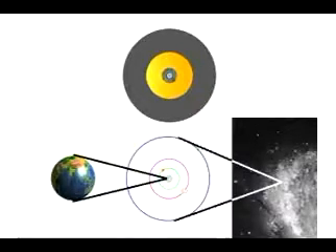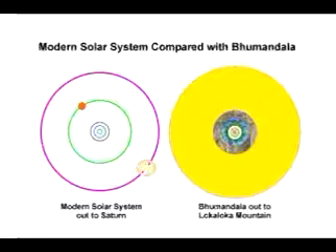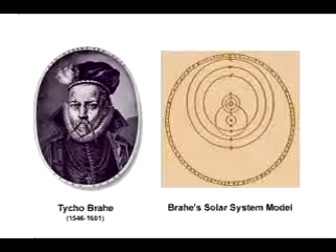If we compare the rings of Bhumandala with the orbits of the 5 planets, Mercury through Saturn, we find further alignments which give weight to the hypothesis that Bhumandala was designed as a map of the solar system. To show this accurately, we have to look at a geocentric model of the solar system. Here is the geocentric system as given by the famous astronomer Tycho Brahe. Note that Brahe has the 5 traditional planets orbiting the Sun and the Sun orbiting the Earth.